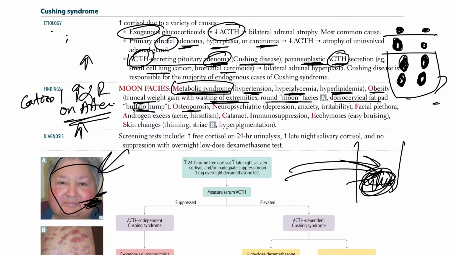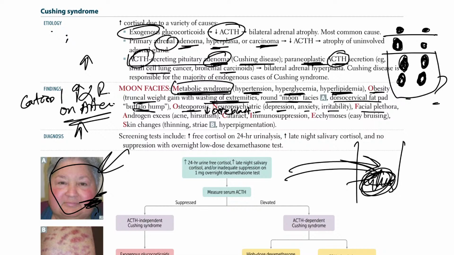On top of that, you will have osteoporosis. And the question is, why would you have osteoporosis in these patients? Because you are decreasing osteoblasts. When you decrease osteoblasts due to the increase in cortisol, you are going into osteoporosis because osteoblasts are the bone forming cells. Okay. Neuropsychiatric disturbances are going to be depression, anxiety, irritability. Facial plethora is there. Okay.